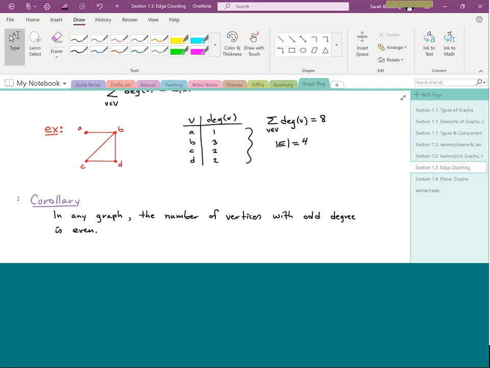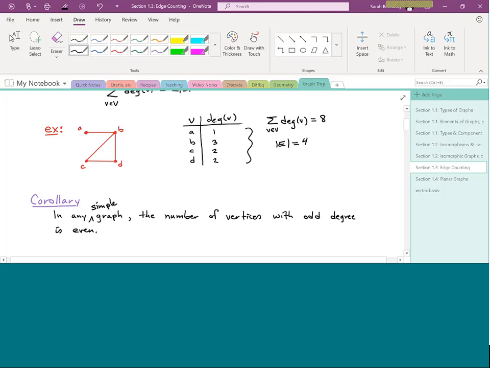Corollaries are direct results or immediate consequences of some theorem. So this corollary of the previous theorem says if you're in some graph, and I should totally add in, we are looking at simple graphs, okay? Then the total number of vertices that have an odd degree turns out there has to be an even number of those type of vertices.